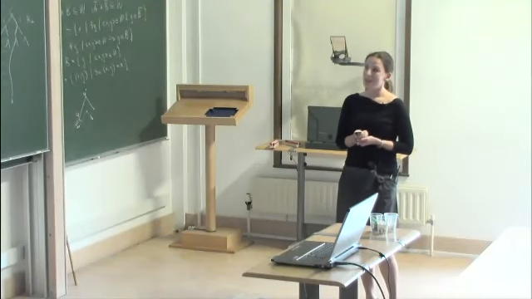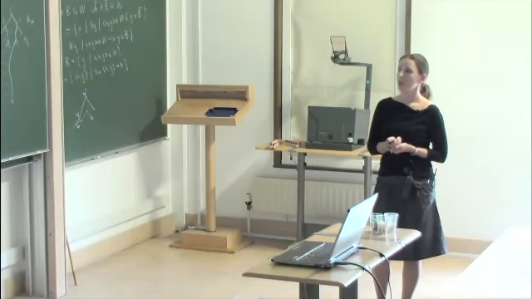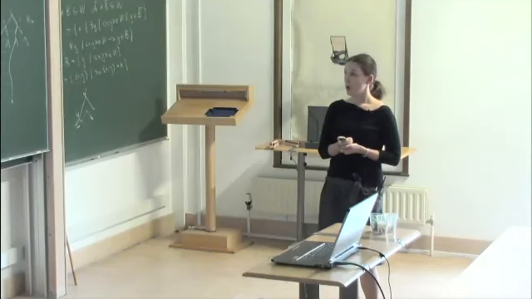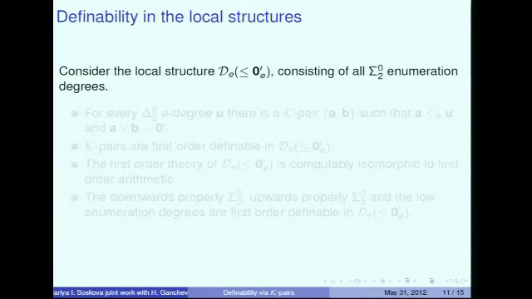The only thing that we haven't seen is that left Ku and right Ku is a non-trivial k-pair. So suppose that it's not. Suppose that it's a trivial k-pair. Well, what this means is that one of the sets left Ku or right Ku is CE, but then the other has to be at most Pi 1. So their join, which is still the jump of u, can only be 0 prime. So u has to be low. And in this case, we're entering the realm of the local structure of the enumeration degrees.